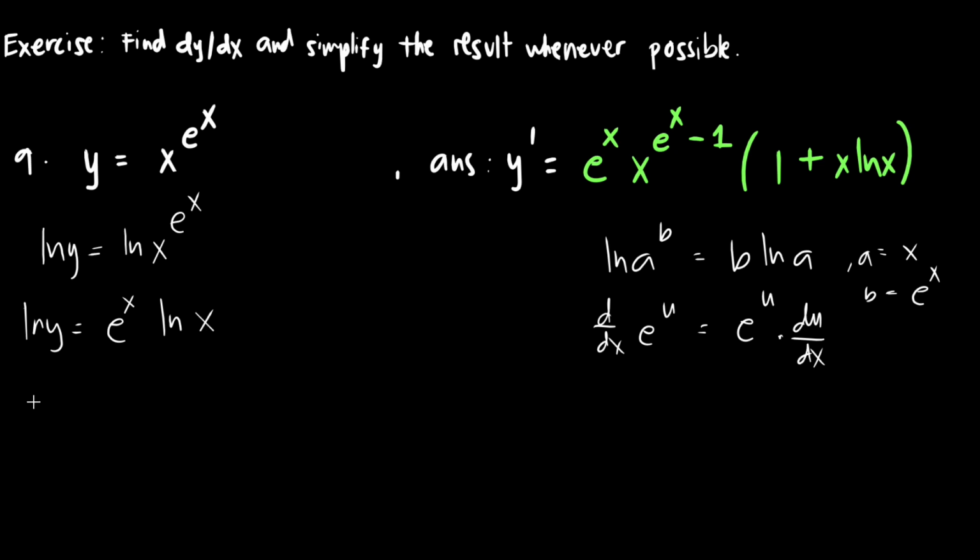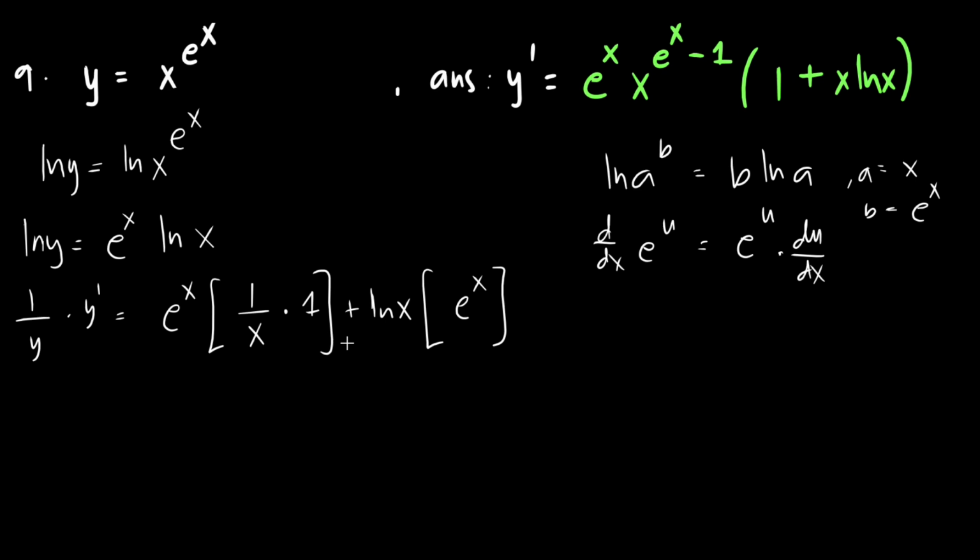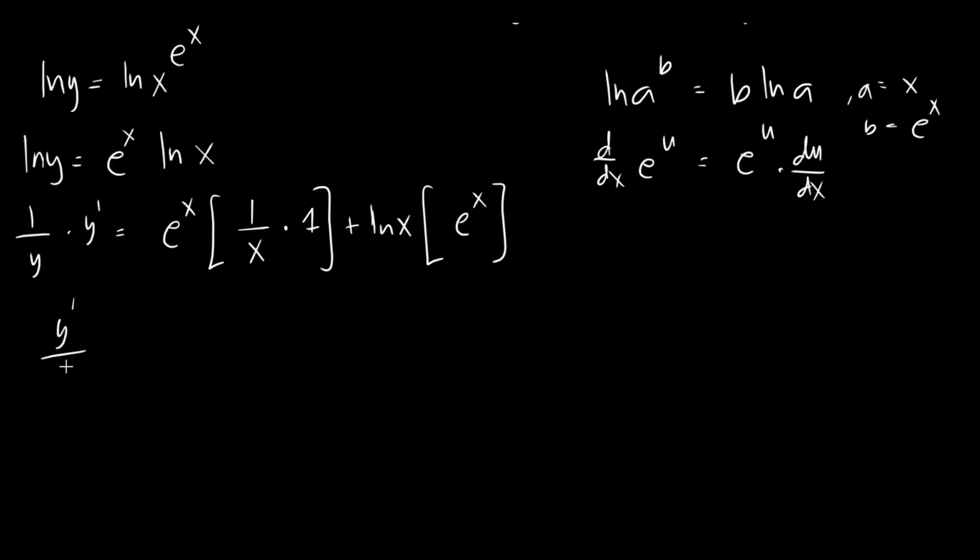So we'll now take its first derivative. The derivative of ln u is 1 over u, so we have 1 over y times y prime equals, just copying first, e^x times the derivative of ln x, which is 1 over x, plus ln x times the derivative of e^x, which is e^x. So we have y prime over y equals e^x over x plus e^x ln x.